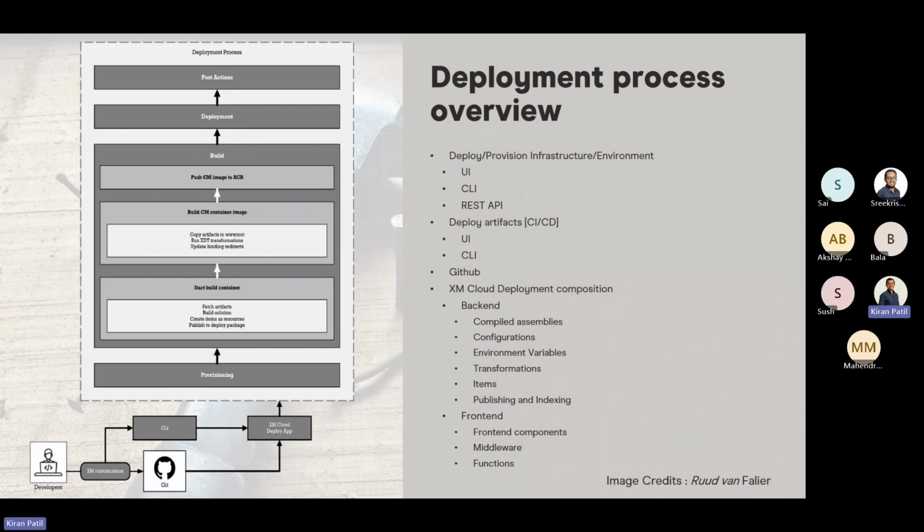XM Cloud deployment composition for the backend, as we all know, includes compiled assemblies, configurations like patch files, environment variables, your config transformations, your items, and publishing and indexing is part of backend deployment. So that's one part of deployment. The second part is front-end deployment, which is your front-end components or middleware or Azure functions or Edge functions. So there are two categories of deployment which will happen.